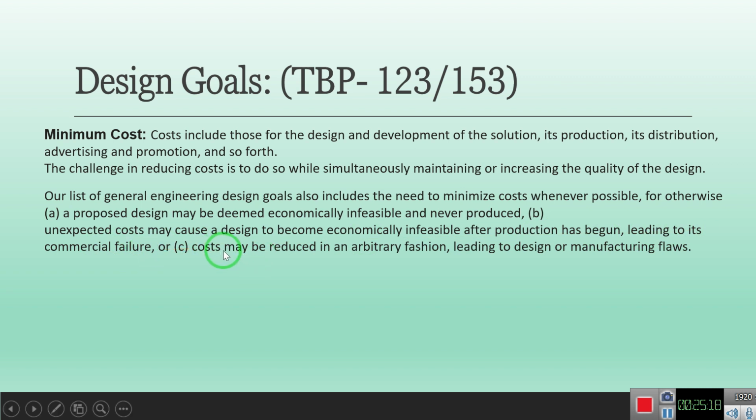Okay, another one: cost may be reduced in an arbitrary fashion, leading to design or manufacturing flaws. Sometimes your product is ready and you are selling, but due to some problems, flaws, or loopholes in it, we have to reduce the cost day by day. Then you will be in a loss. So this is also a cost minimizing problem. Okay, so be careful for that.